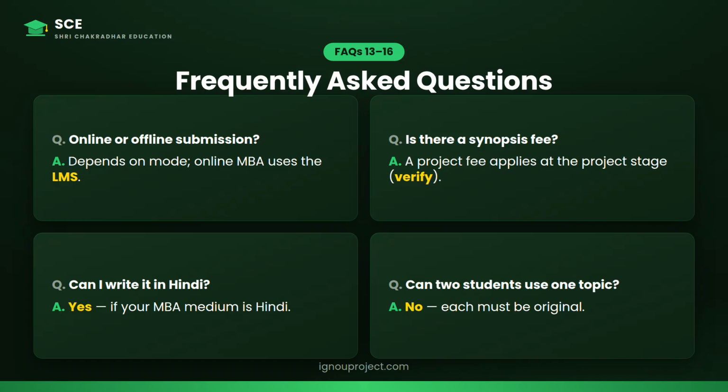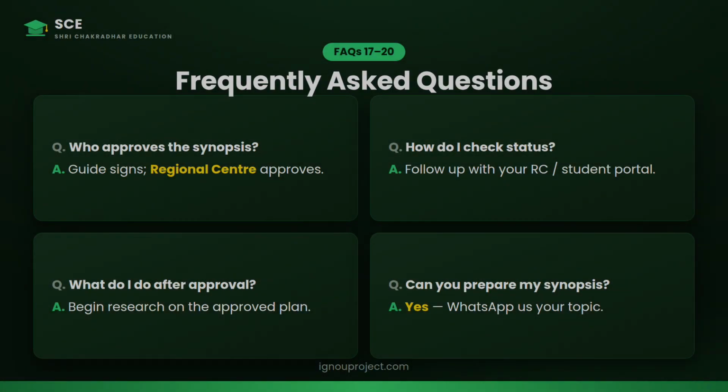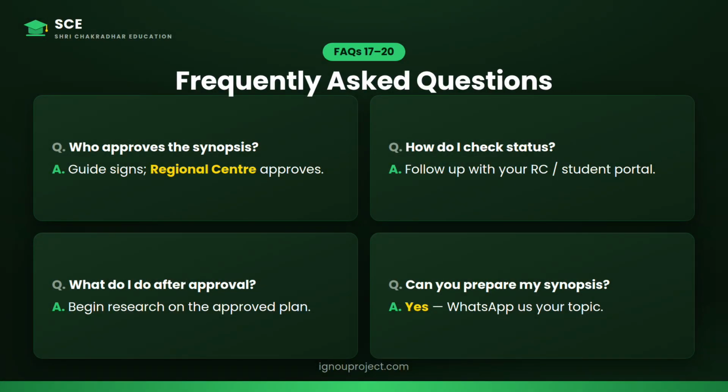Can I write my synopsis in Hindi? Yes, if your MBA medium is Hindi. The structure and sections remain exactly the same. Question 16. Can 2 students submit the same topic? No. Each synopsis must be original. Identical or copied topics get rejected. Question 17. Who actually approves the synopsis, my guide or IGNOU? Your guide recommends and signs it, but the final approval comes from your regional center's evaluator.